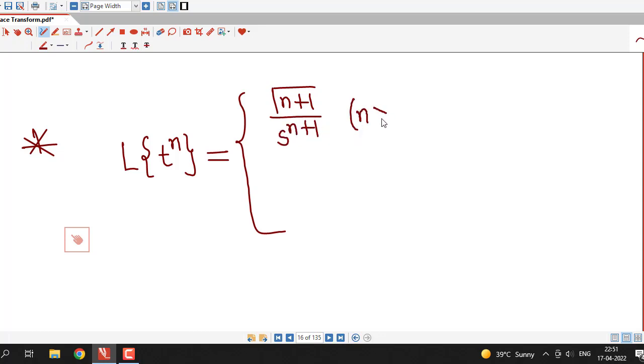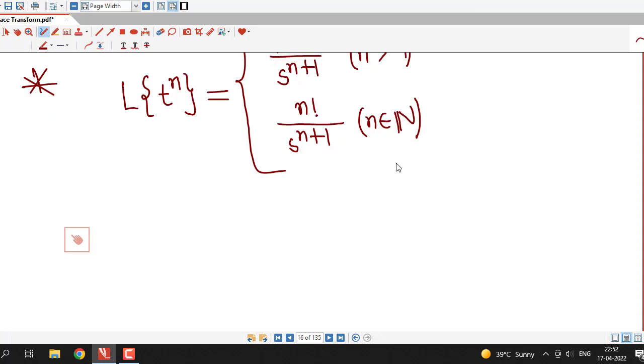This is valid for any real number which is bigger than minus 1, and in particular if n is a natural number or n is a positive real number, it is n factorial divided by s raised to n plus 1. So we will always remember this formula.